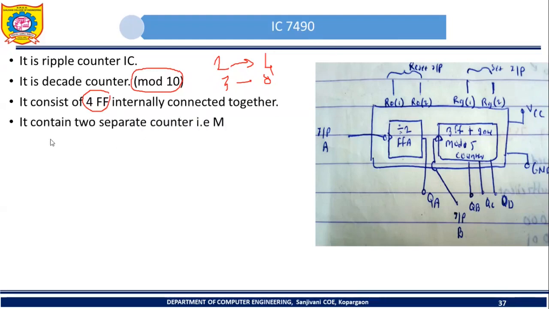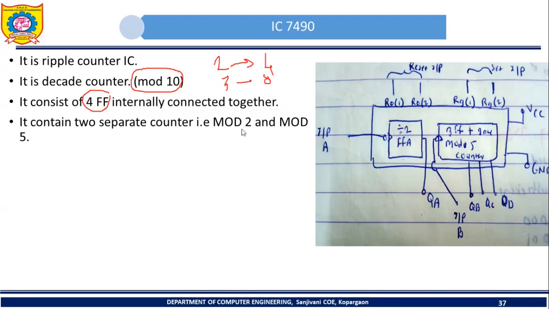So 7490 contains 2 separate counters. One is mod 2 and second one is mod 5. So see this block diagram. In this block diagram you can see this first box. This first box is labeled as flip-flop A. So this flip-flop A present in 7490 forms the mod 2 counter.